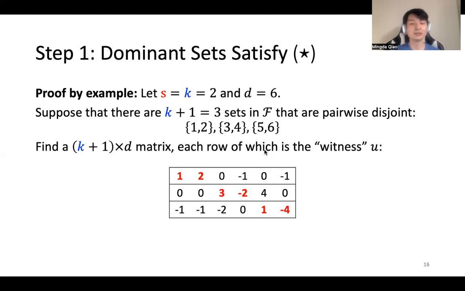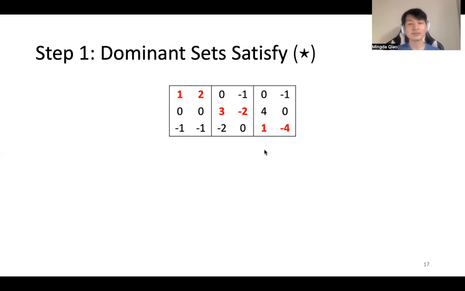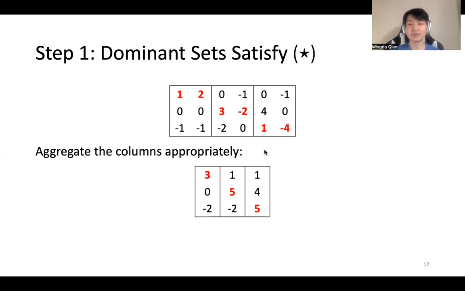We can do the same thing for the other two sets and obtain this 3x6 matrix. Given this matrix, we will carefully aggregate its columns appropriately and obtain a 3x3 matrix. So the first column of the new matrix is the sum of the first two columns of the original matrix. The second column is the difference between the third and the fourth, and the last column being the difference between the fifth and sixth. So the way we aggregate the columns is to make sure that the red entries, when they are added up, give the maximal value.